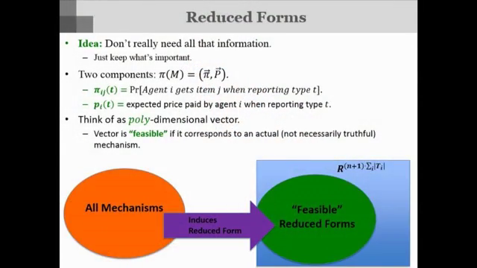Okay, the description we're going to use is something called reduced forms. Okay, and so the idea is that we really don't need all this information. Okay, so let's just try and keep what's important. So what we're going to do is we're going to make a variable for every agent, for every item, for every type. What's the probability that they get that item when they say this type? And this probability is going to be over the randomness in the mechanism, if there is any, and over the randomness in the other agents choosing their types. Okay? And this pi of t is just going to be the expected price they pay when they say this type. Okay, so now you can also think of this as a polydimensional vector, so it's much smaller, the description.